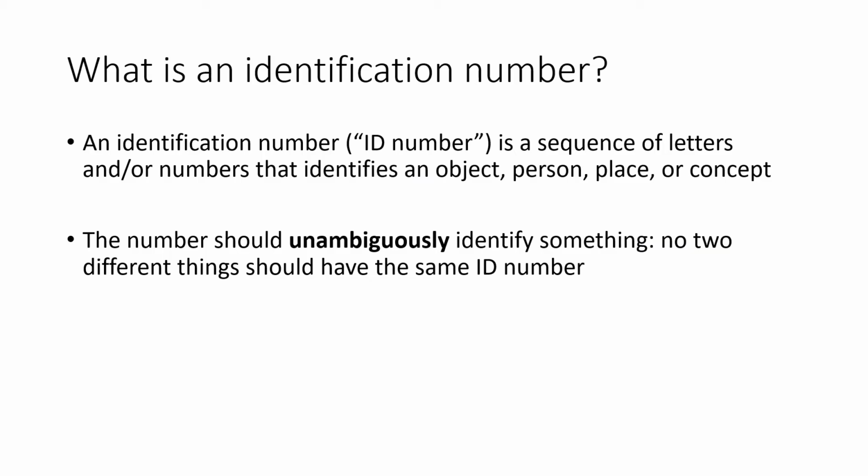Well, also called an ID number, it's just a sequence of letters and/or numbers that identifies an object, person, place, or concept. So we're going to use the blanket term ID number, even though those ID numbers can actually have letters or symbols in them. But the number should be unambiguous. There should never be two different things that have the same ID number.